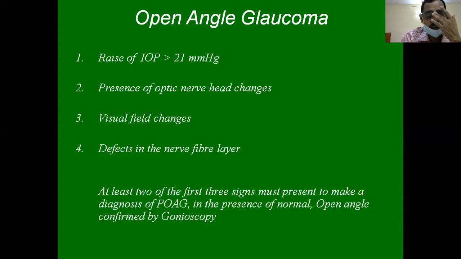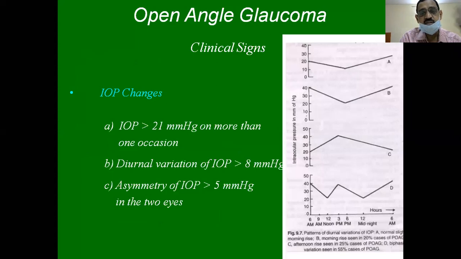Initially, the patient may not have a rise in intraocular pressure directly. So there can be a diurnal variation. Normally the intraocular pressure is more in the morning when compared to the evening because of the diurnal cortisol levels. And if you take the diurnal variation, we have 4 graphs.